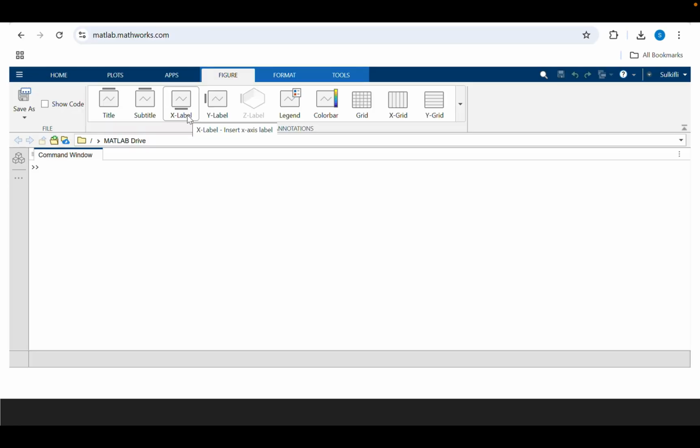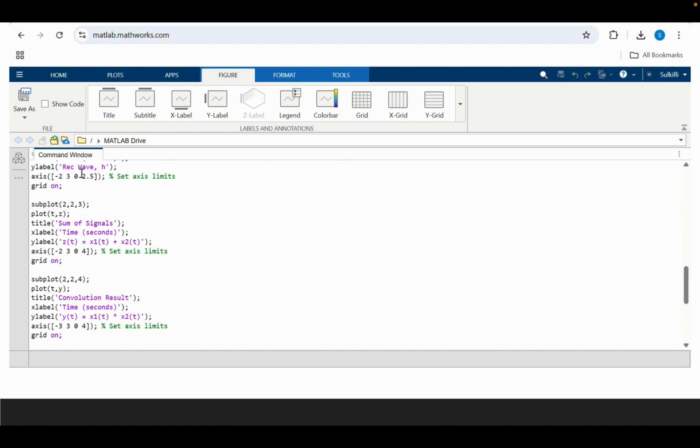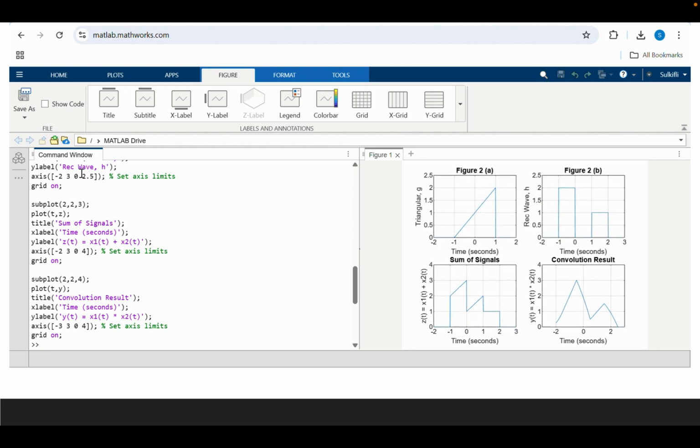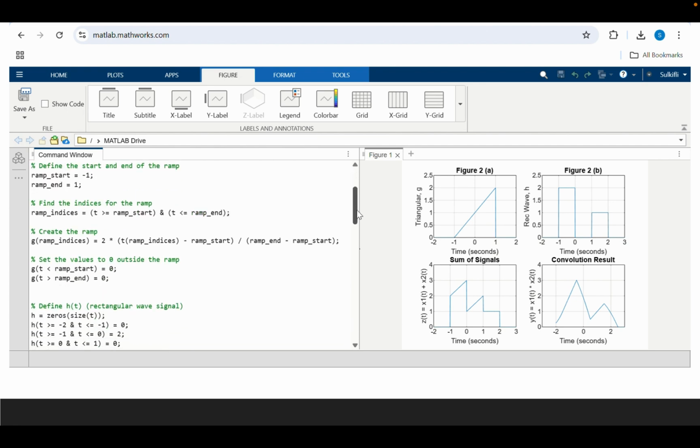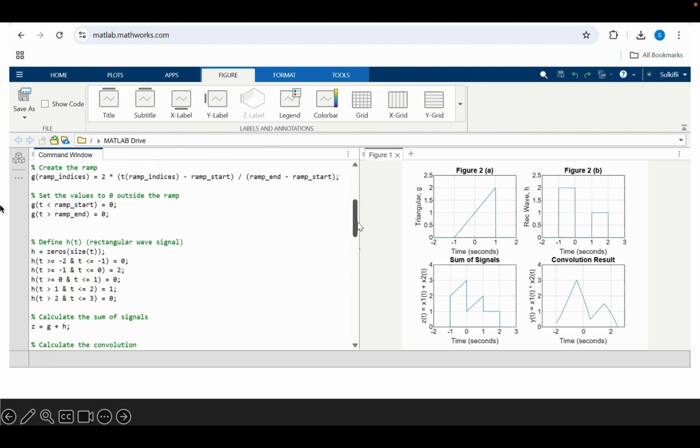So we generate the result using the MATLAB application, and we put the code like this. So we put the commands, and then we combine the commands, and then we got the result for Figure 2a and Figure 2b. And we got the sum of the signals here and the convolution result here. And that's all for task 2 in the MATLAB solution.